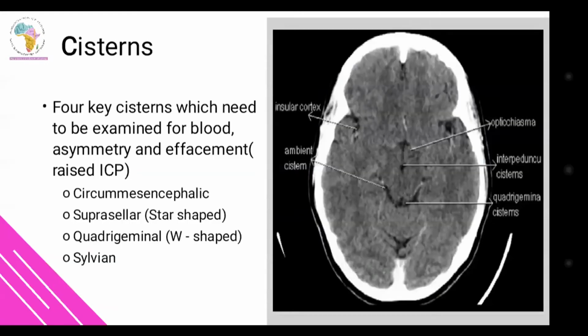Now, having talked about blood, we have the level of the cisterns. When we talk about the cisterns, to make it easy, just check all the spaces in the brain which are occupied by cerebrospinal fluid.